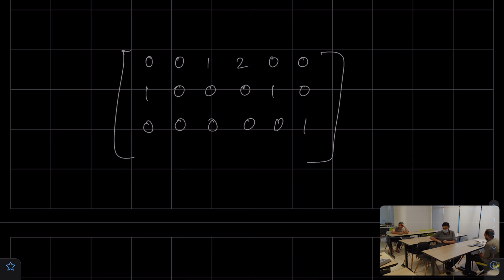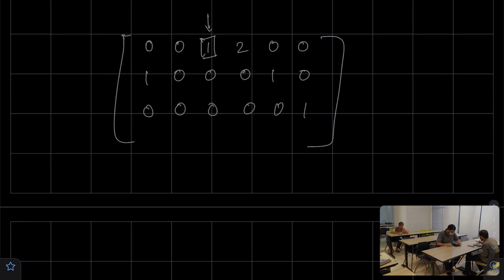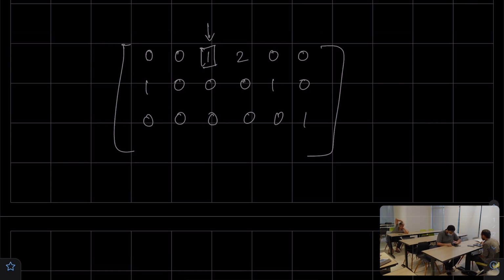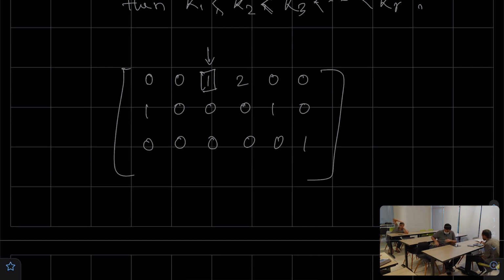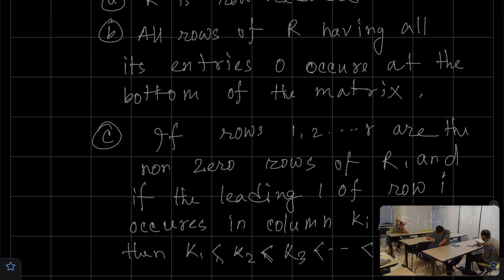For a row reduced matrix, what we need to consider is that for every non-zero row, the first non-zero entry is 1. That is the leading one, right? And in that column, every other element is 0. That's the definition of a row reduced matrix. Then for a row reduced echelon matrix, you just need to consider these two additional conditions, that all rows of R having all entries 0 occur at the bottom of the matrix.